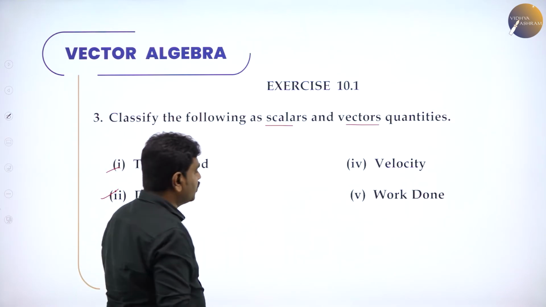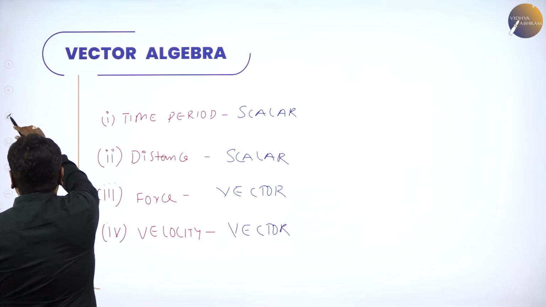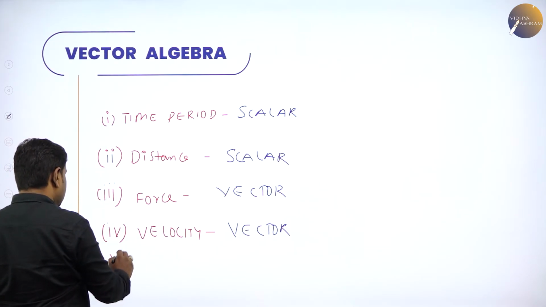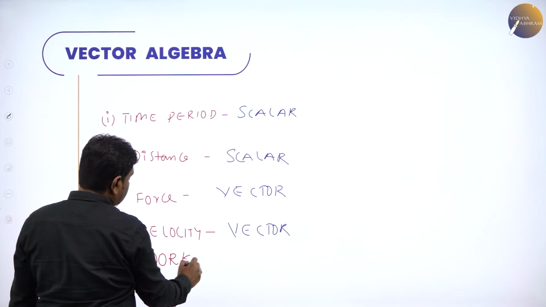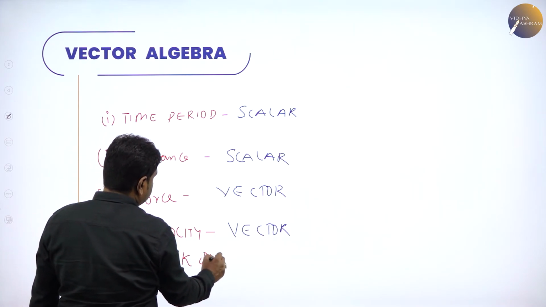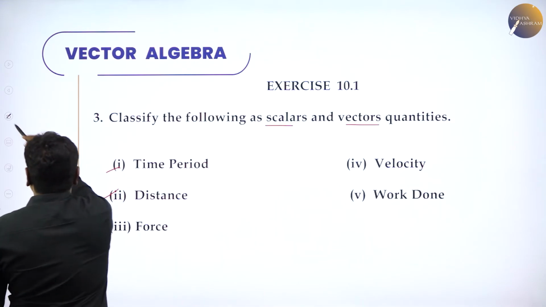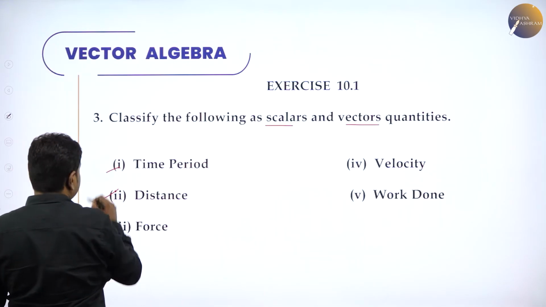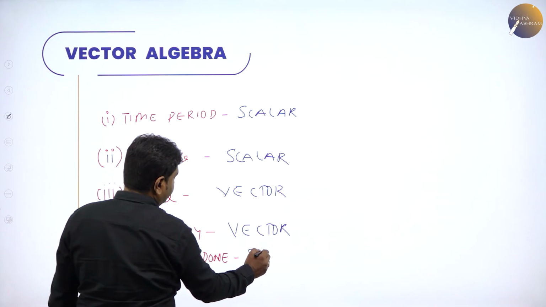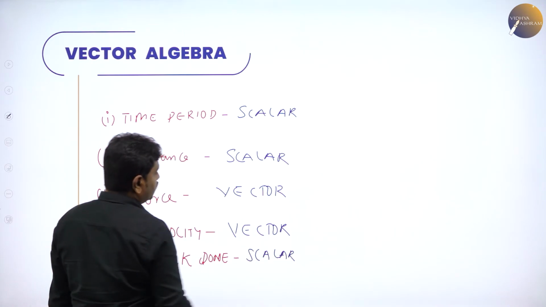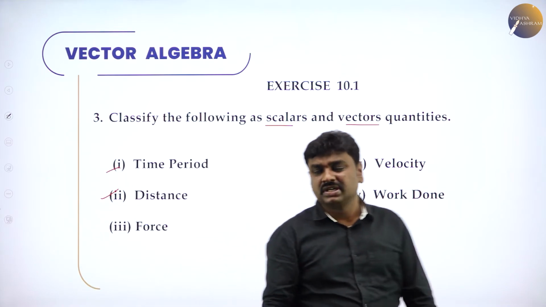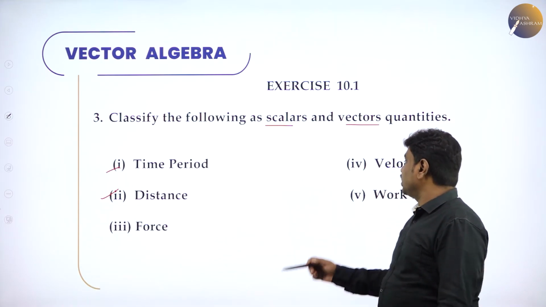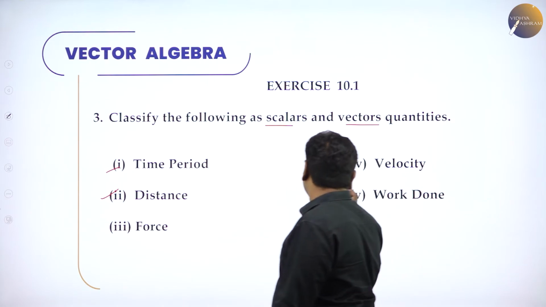Then work done. Work done is scalar. The direction is not considered here. So work done, again we say, is scalar. I hope you understood all these things. They want you to classify them as scalars and vectors, and they give time period, distance, force, velocity, work done.